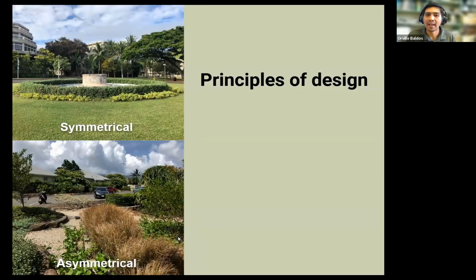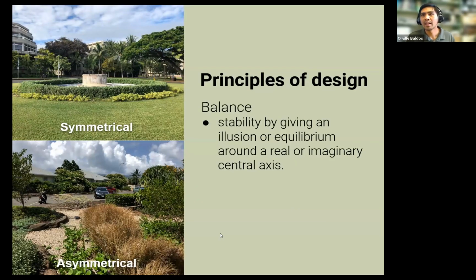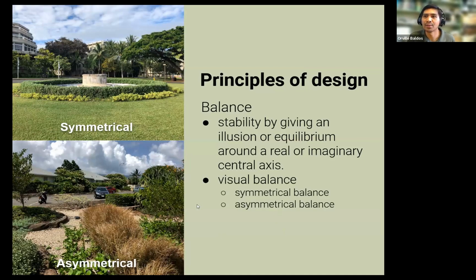Another principle of design is what we call balance. Balance is the stability of a particular design. It gives an illusion of equilibrium around a real or imaginary central axis. Balance can be divided into two types: symmetrical balance and asymmetrical balance. Symmetrical balance is this picture on top, wherein if you put a line at the center, it's a mirror image of the other.